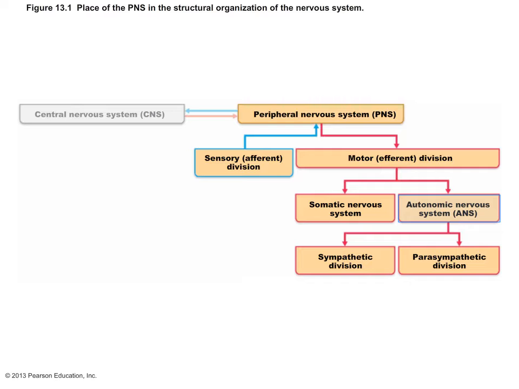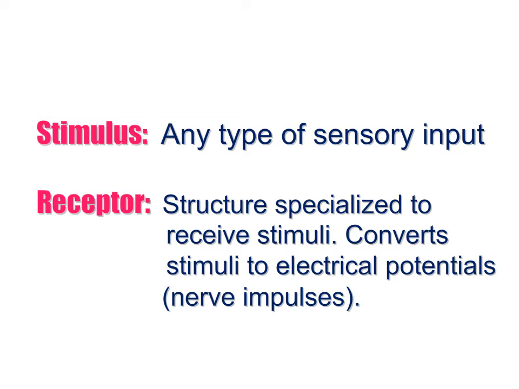So when your heart rate speeds up when you're excited or scared, that is a result of stimulation of the autonomic nervous system. And the autonomic nervous system is further subdivided into two subdivisions called the sympathetic and the parasympathetic divisions. Now, the parasympathetic and sympathetic divisions are antagonistic divisions. They tend to oppose one another, and we'll talk a lot about these in the next lecture on the autonomic nervous system.